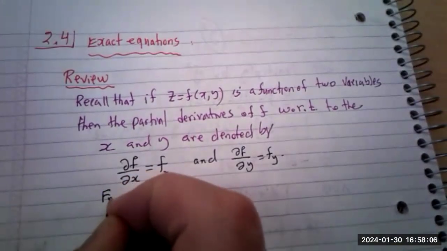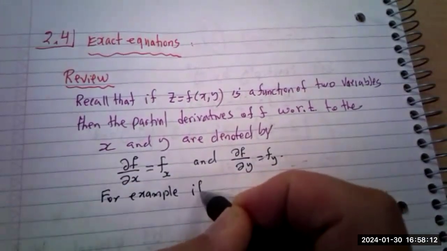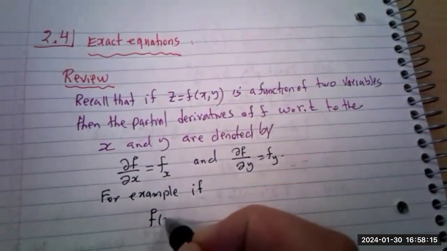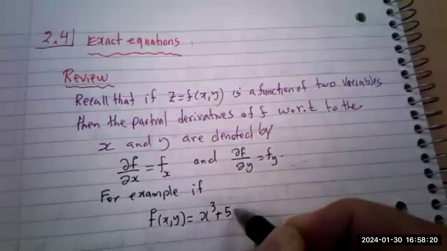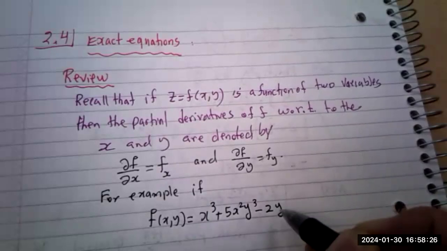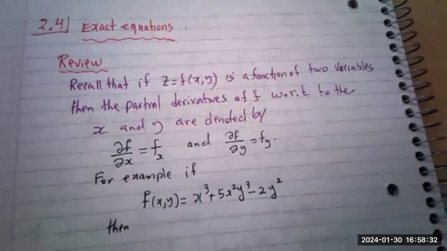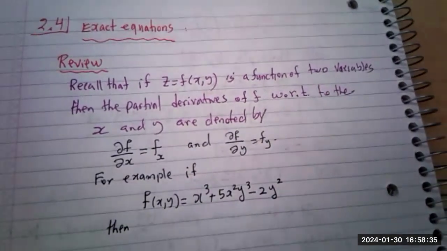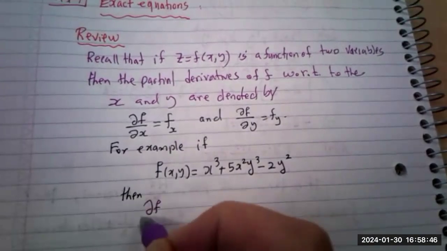So, for example, if f of x comma y is equal to x cubed plus 5x squared y cubed minus 2y squared, then we want to differentiate with respect to x and with respect to y. So let's see what the derivative with respect to x is. What is rho f rho x?